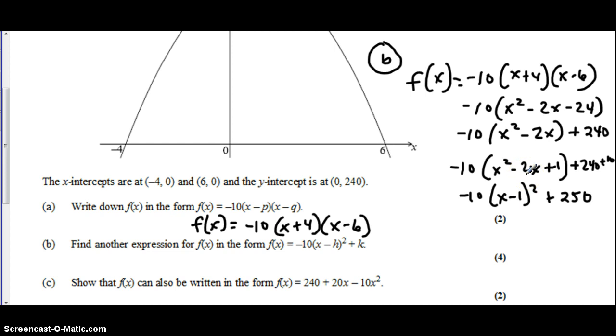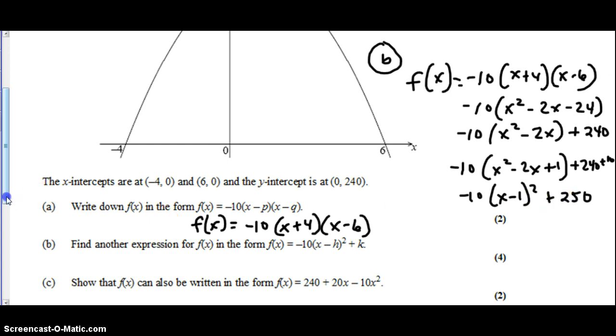So b divided by 2 is -1. -1 squared is 1. So we're going to have to add 1 inside here, which is really adding on -10 to my problem. So I have to add 10 on the outside because I can't change the problem. So inside here, I'm adding -10, and then I'll have to add a positive 10, and that would result in -10 times x minus 1 squared plus 250.